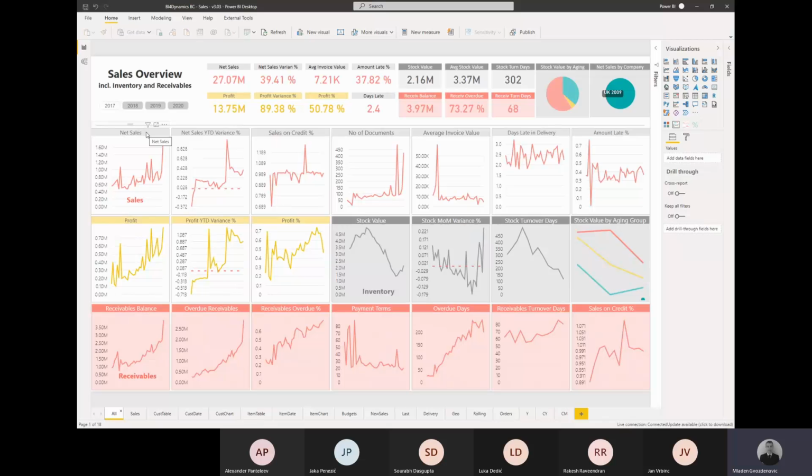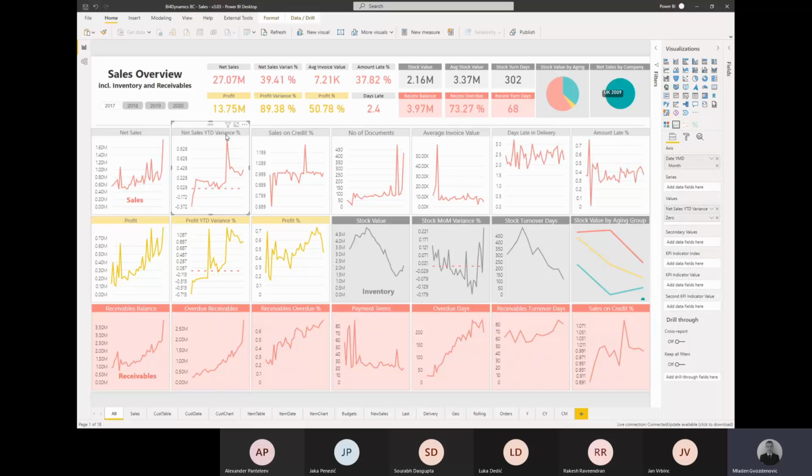We have seen one visual, cumulative by month. This is the net sales. Net sales year-to-date variance is very informative. It will tell us if our business is growing in value or decreasing. Because it's a year to date, it compares this year to the last year, and it calculates the variance. So that is the point of the variance percentage.